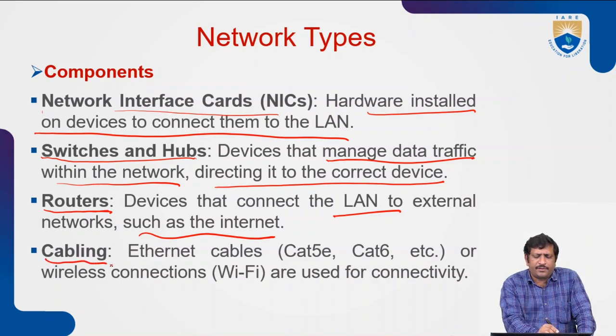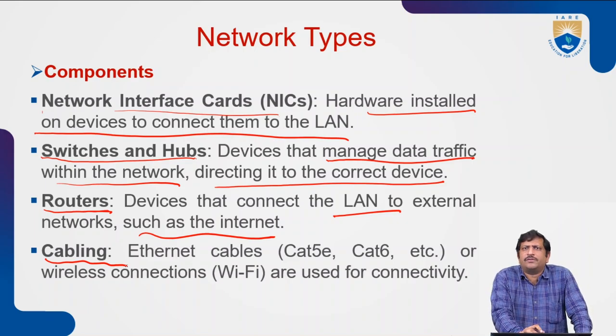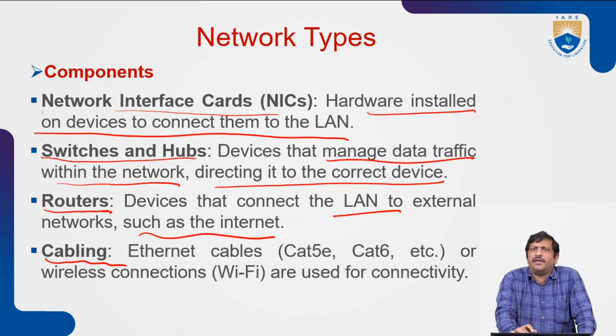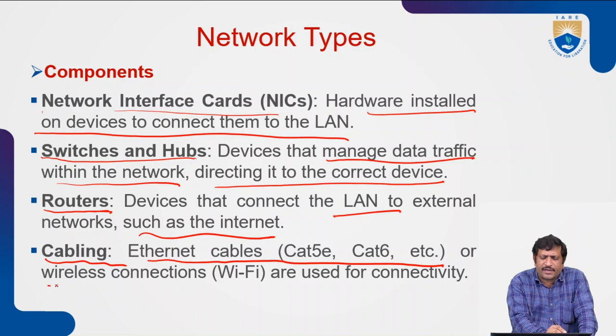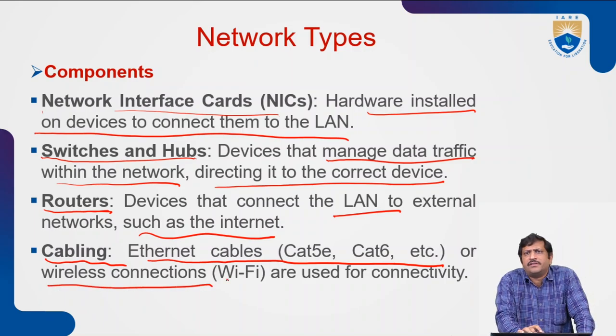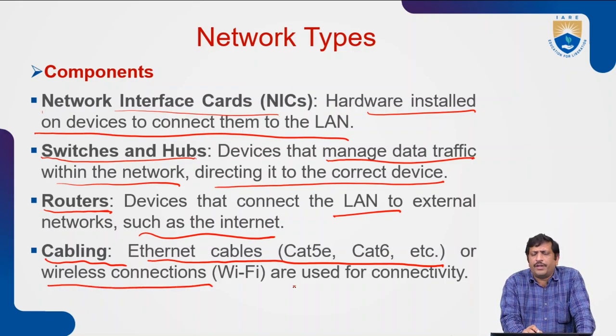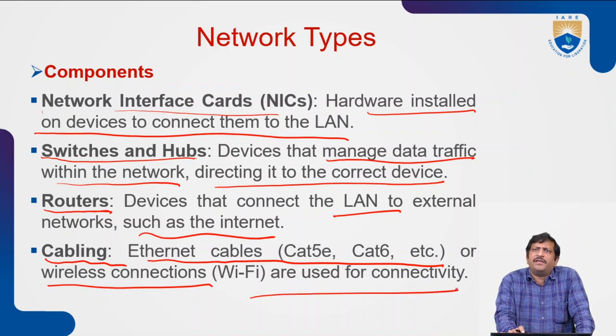Cabling. Generally here we use Ethernet cables. In cabling, we generally use Ethernet cables, that is, CAT 5 or CAT 6, etc. These Ethernet cablings can be utilized, or wireless connections. Wireless connection is nothing but Wi-Fi, used for connecting the devices. That is the best example.